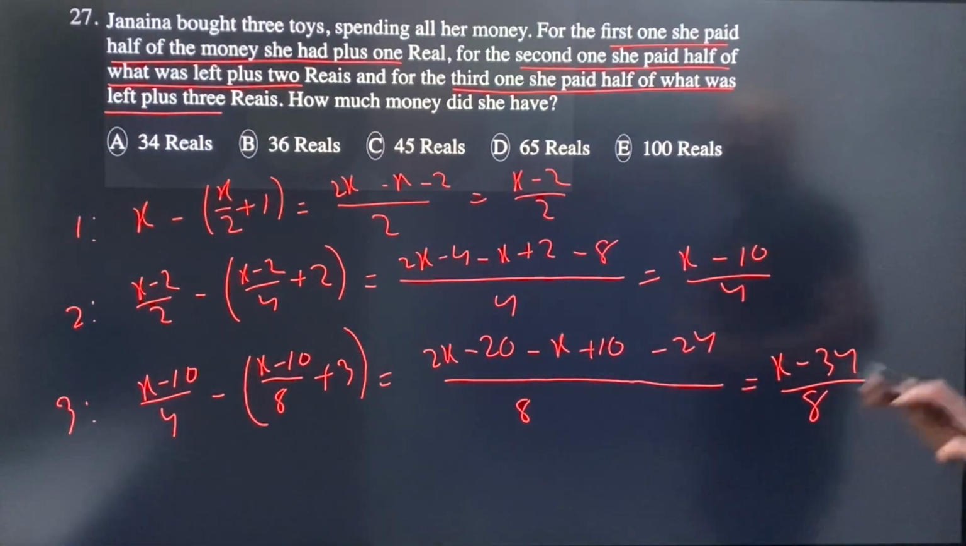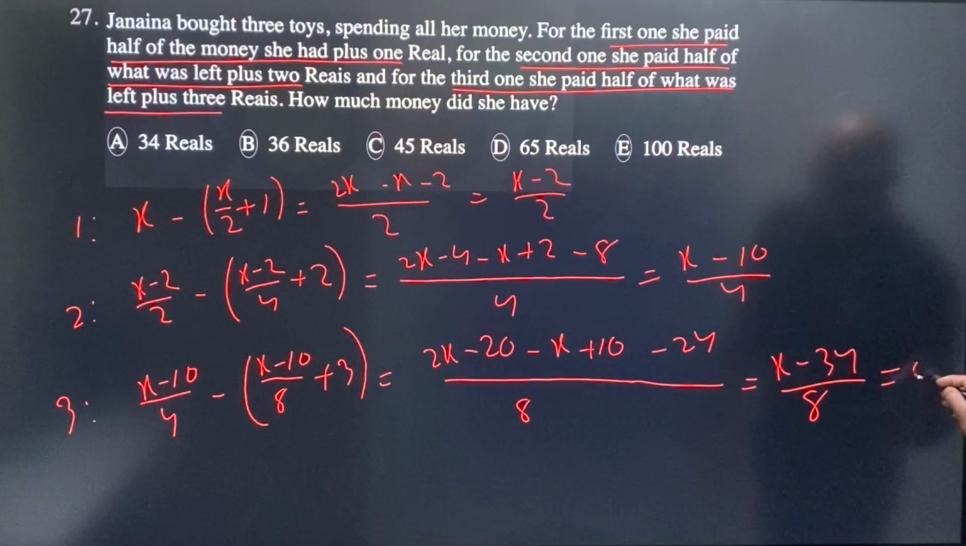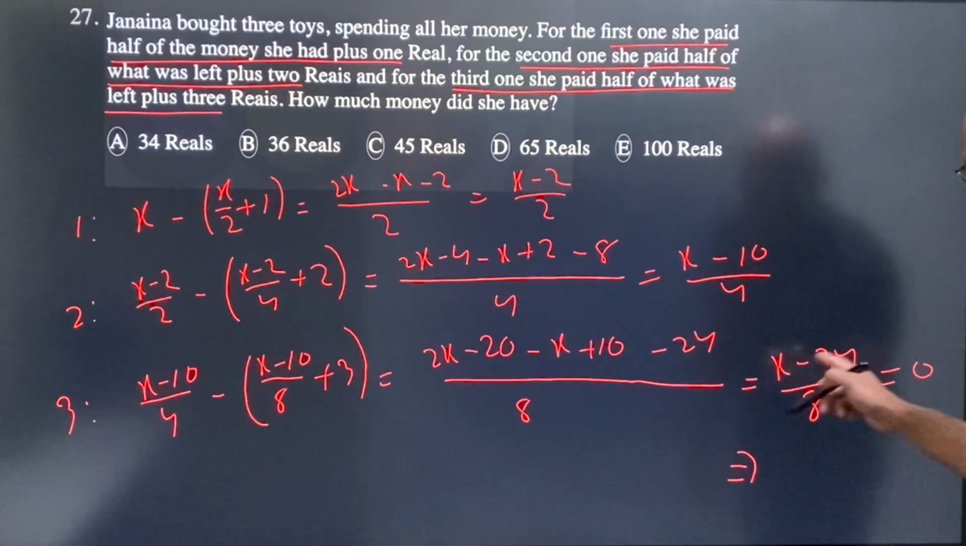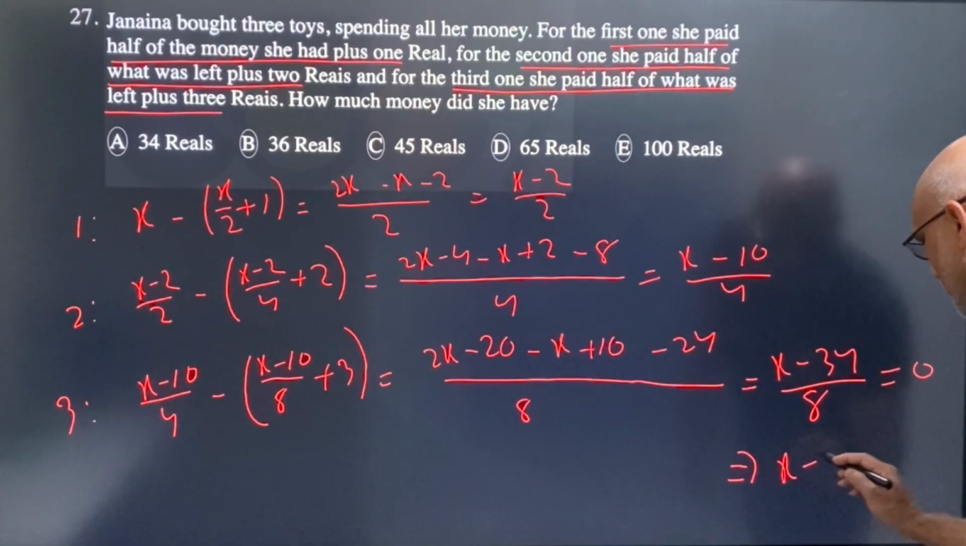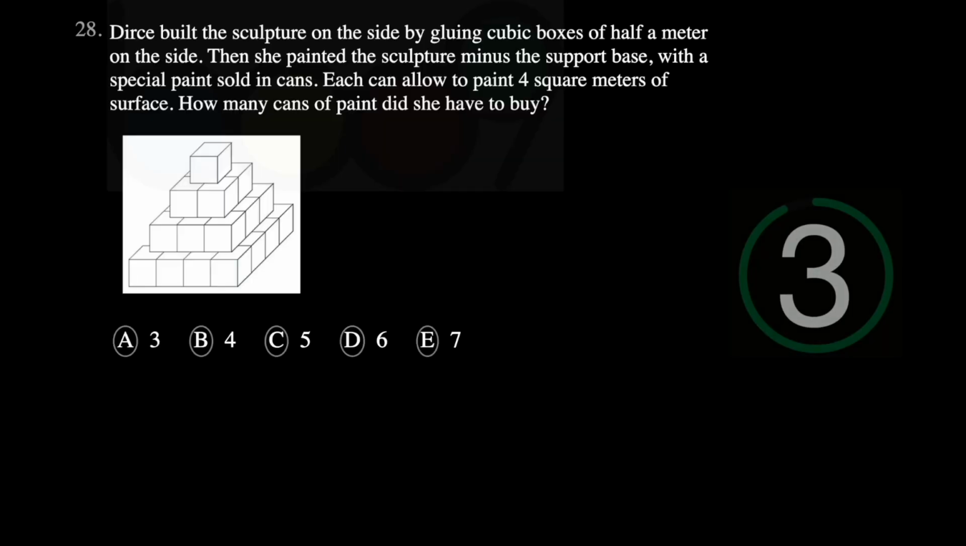But I know that finally I spent all the money, so this must be 0, right? So this tells me that x has to be 34. I get the same answer.